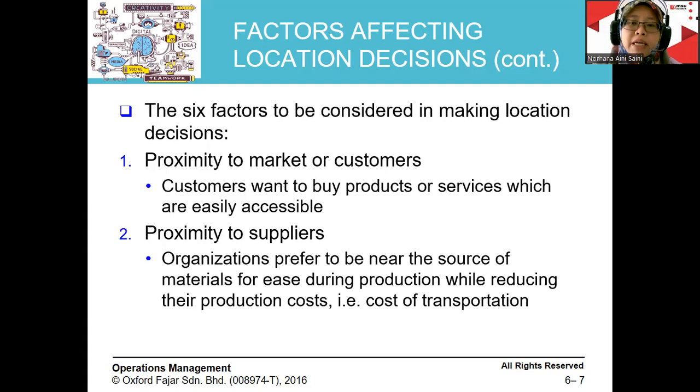All right, and then the second one is the proximity to the suppliers, besides the market and the customers. The proximity to the supplier also plays a very important role. Why? Because it lets you be near the source of the materials during production while reducing production cost. Why does a business prefer to locate nearby the supplier? Because it will decrease the cost of transportation.